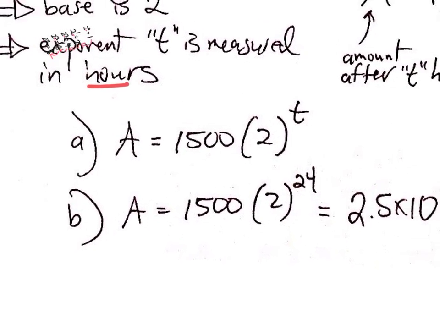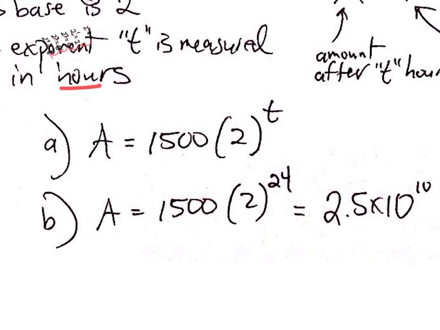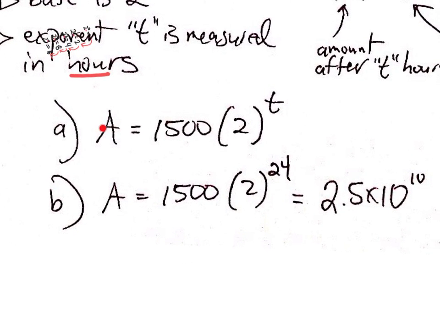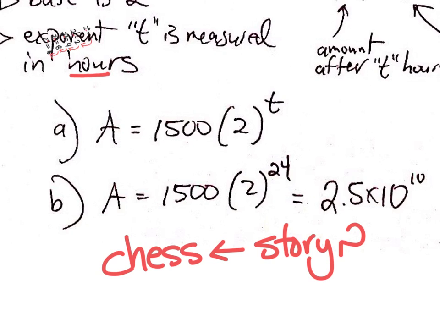So substituting in, we have this as our equation, and part B asks how many bacteria there are after 24 hours. So it's doubling 24 times, which ends up being quite a bit. That's 2.5 times 10 to the 10th, which is many bacteria. You should ask me about the story of chess. There's a good story associated with that and things doubling. All right, thanks for listening.